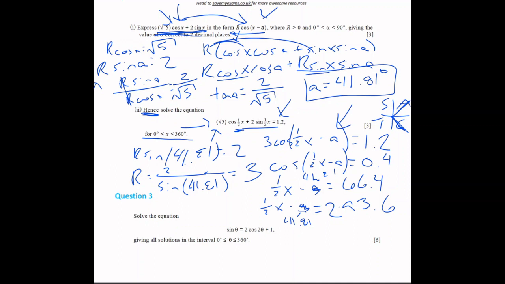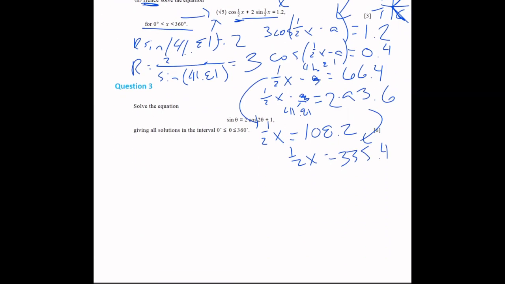I can add 41.81 on both sides. So I'll take my long number and add 41.81. This goes right here. 1/2 x equals 108.2. And my other one is 1/2 x equals, let me add it up, 293.6 plus 41.81, and I get 335.4.